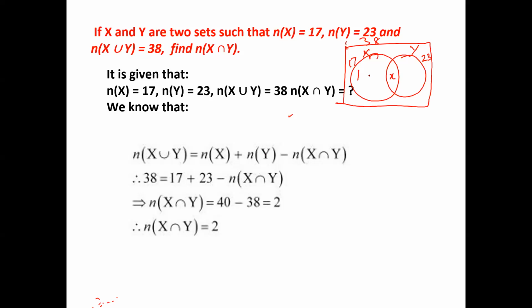So this is 17 minus x. This is 23 minus x. So if you add all the three, you will get 38. So 40 plus x is equal to 38. So x is equal to 2. This is the other way we can do using Venn diagram.